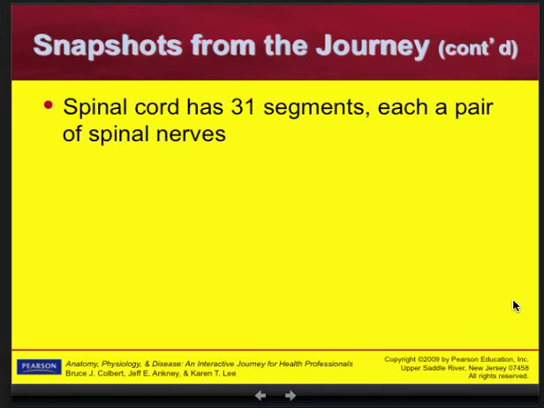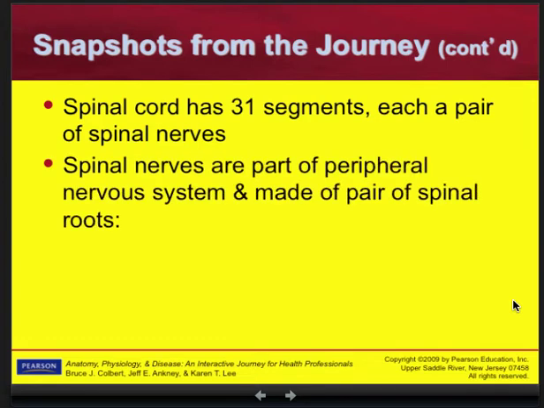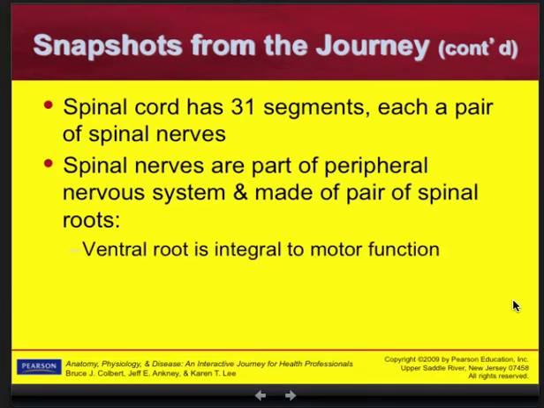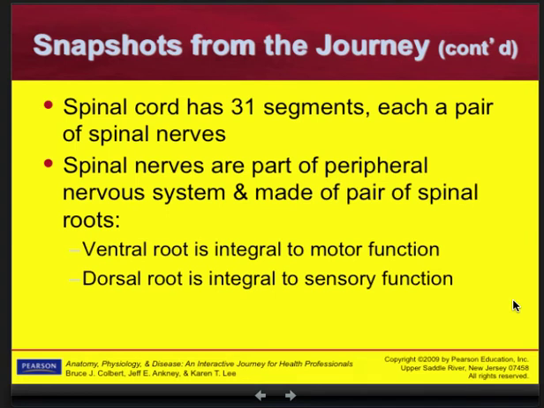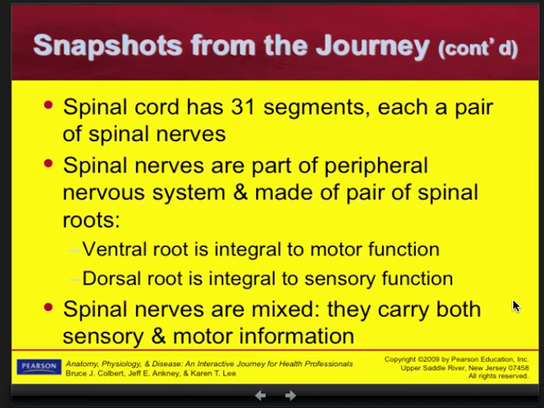The spinal cord has 31 segments, each a pair of spinal nerves. Spinal nerves are a part of the peripheral nervous system and made of a pair of spinal roots. The ventral root is how motor information leaves the central nervous system to the peripheral nerves and then the effector. And the dorsal root is the main highway for sensory information to enter the central nervous system from the peripheral nervous system up to the brain stem and then to the brain.